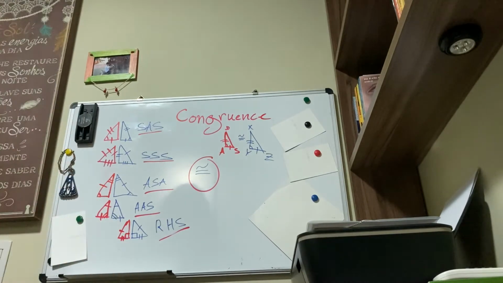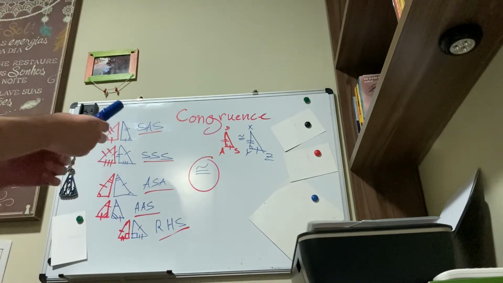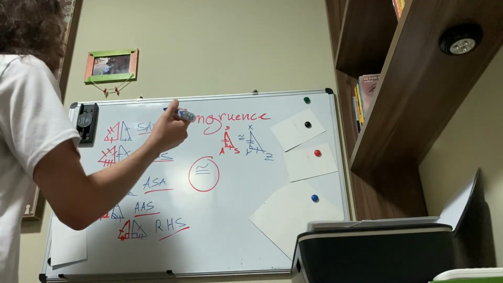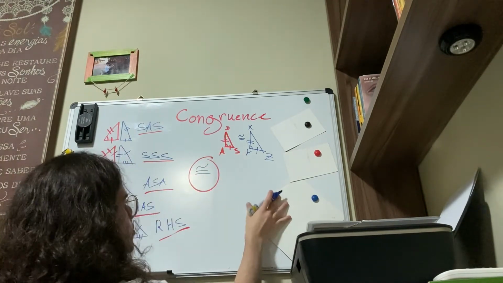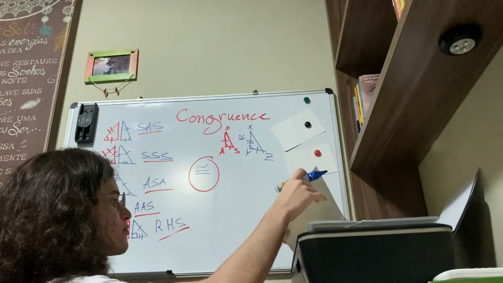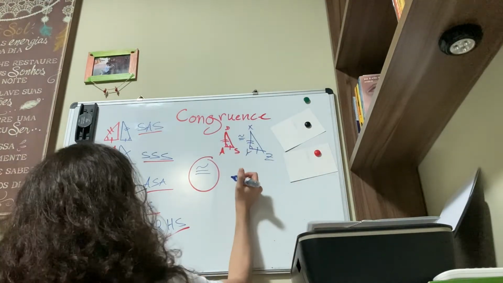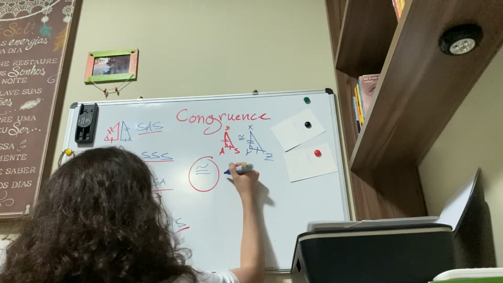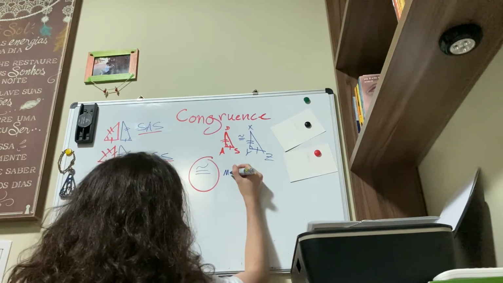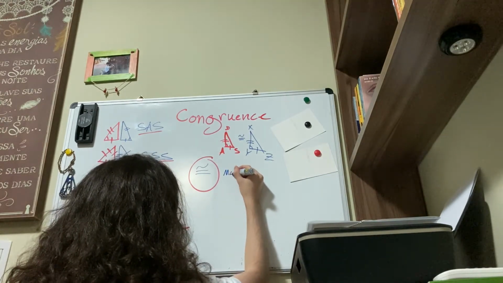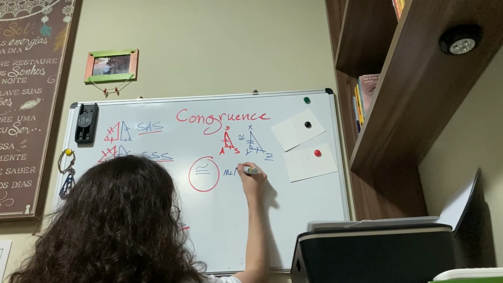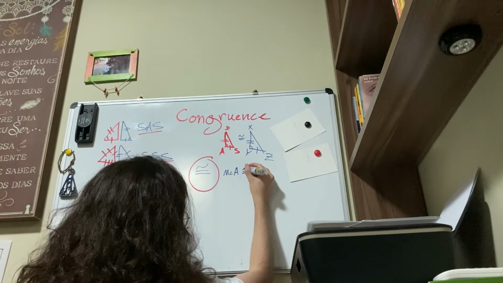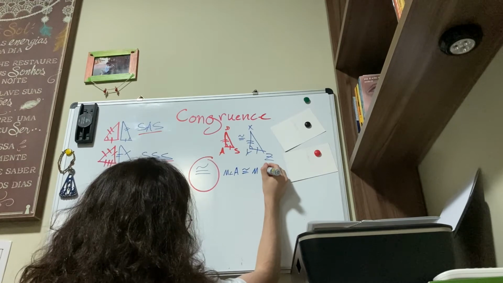So we're going to say, and I'll write it out really long. This is a full proof, by the way. So, look. Angle A, the measurement of angle A, is equal to the measurement of angle Y.